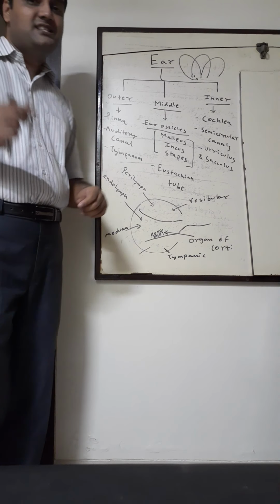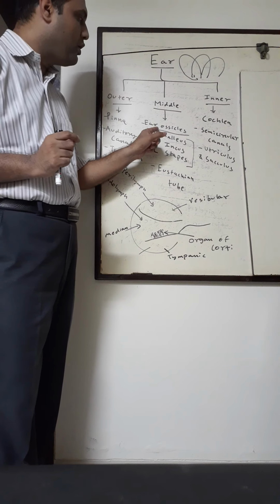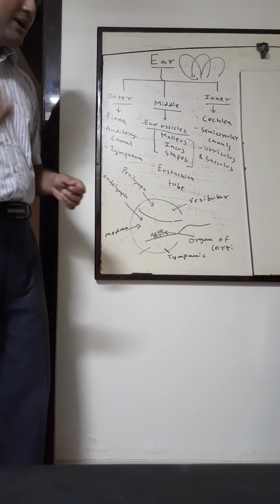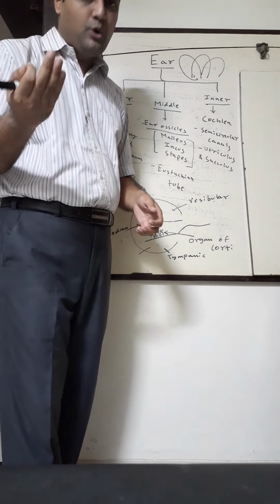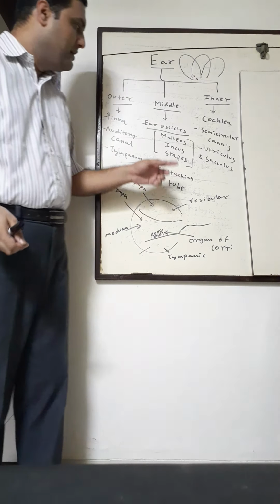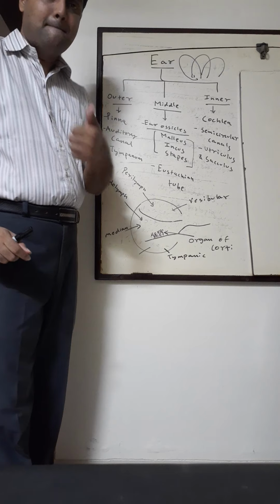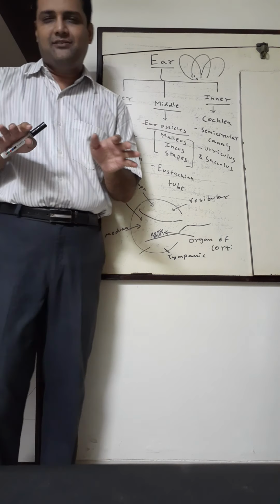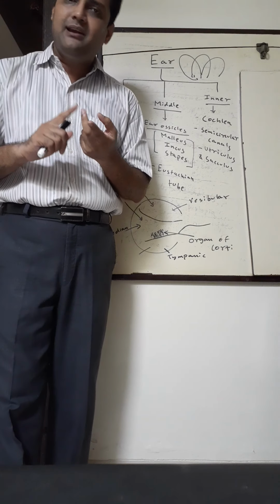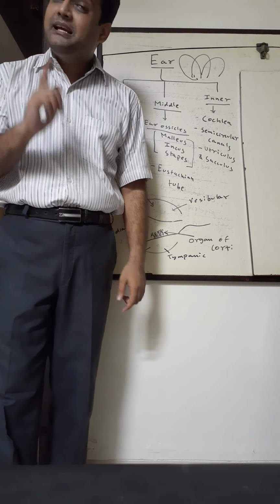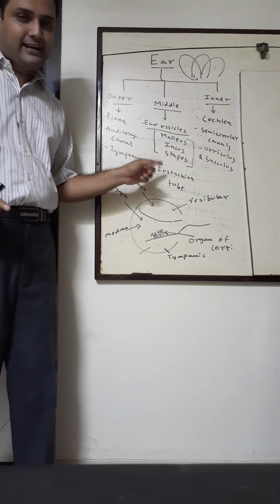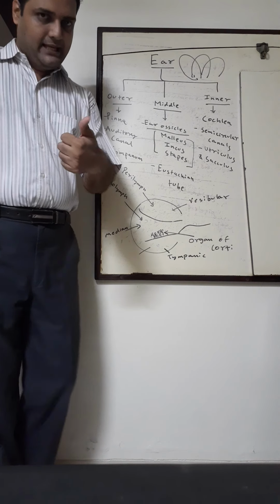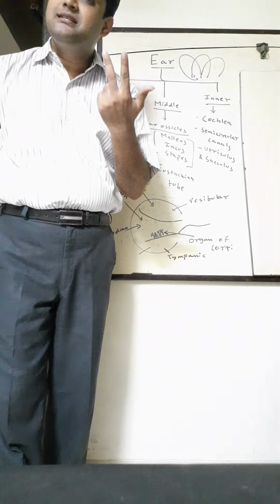The middle ear has three small bones. They are called the ear ossicles. There are three bones in each ear. I'll tell you the names of the bones: malleus, incus, and stapes. In common language, they are also called hammer, anvil, stirrup. But children, in the exam, please write the scientific words. Remember MIS, M-I-S: malleus, incus, stapes.